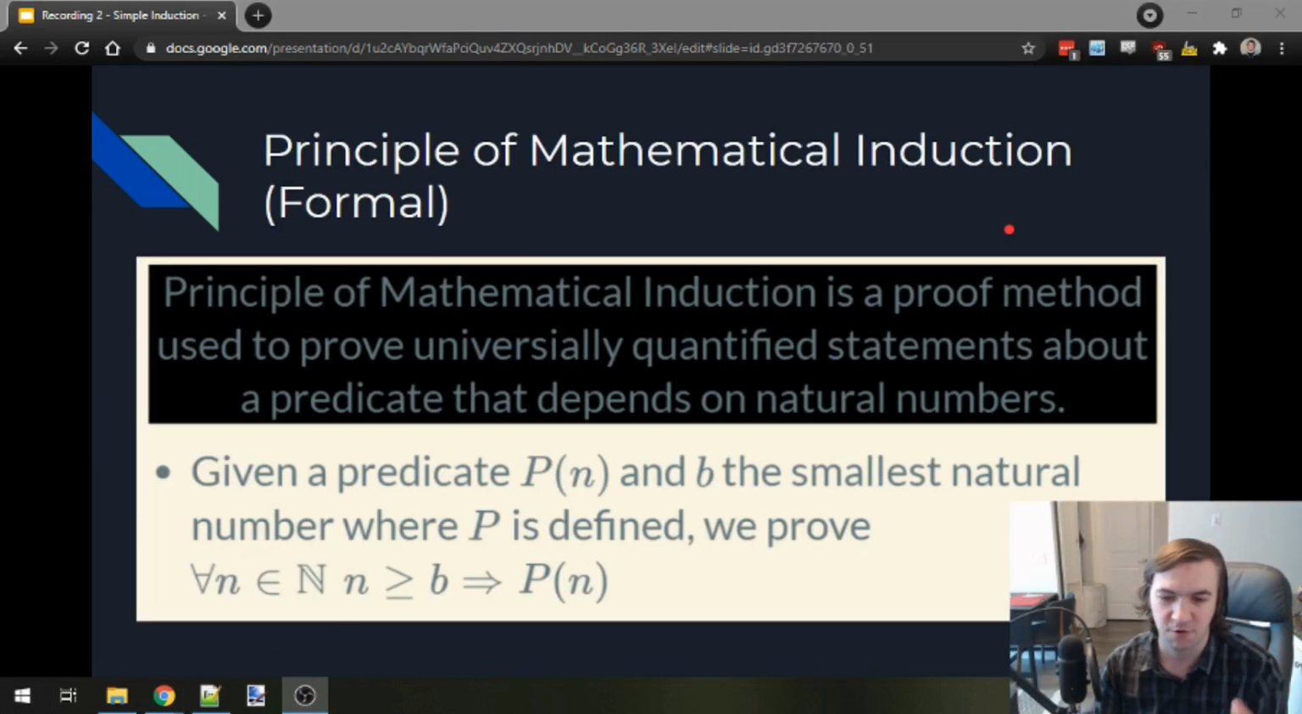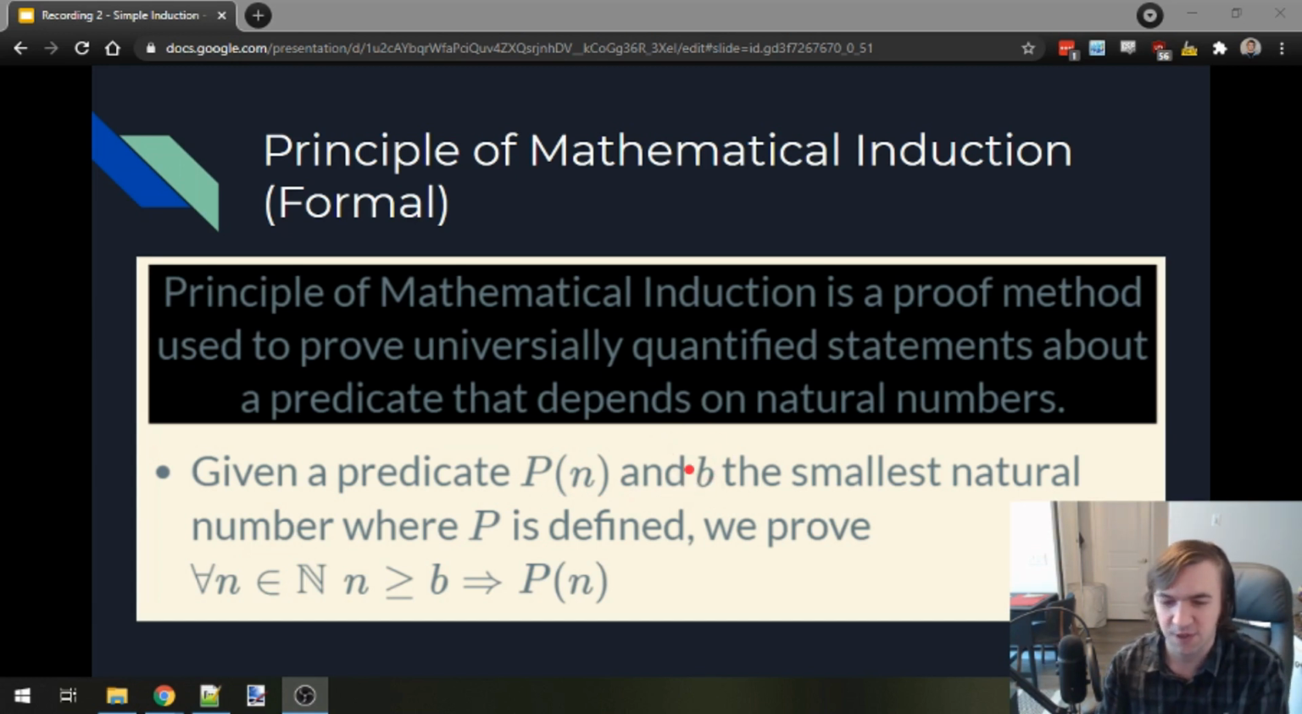So now that we've sort of informally described what induction is, let's look at a very formal definition of it. So the principle of mathematical induction is a proof method that we're definitely going to use quite a bit in this course, used to prove universally quantified statements about predicates that depend on natural numbers. In other words, we use induction to show that for all natural numbers after a certain point, our predicate holds for all of them.